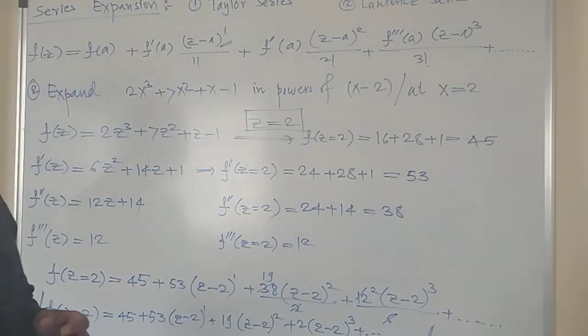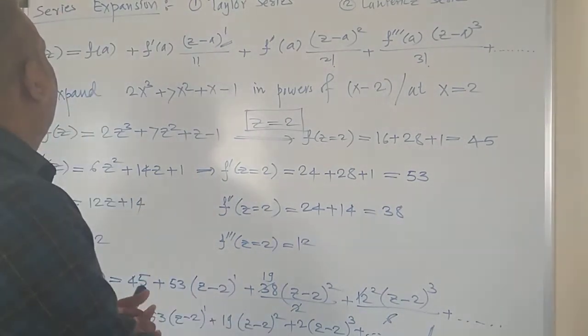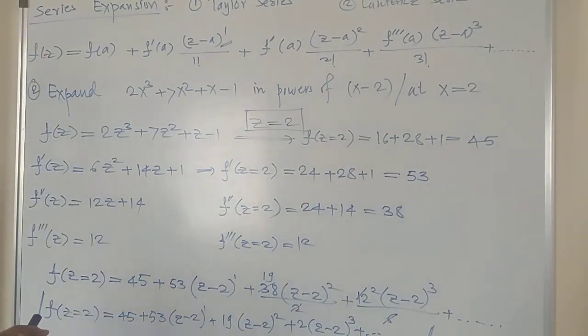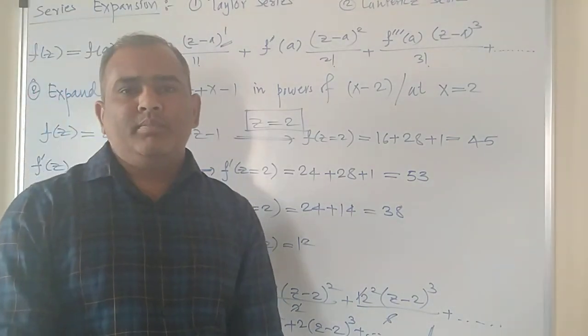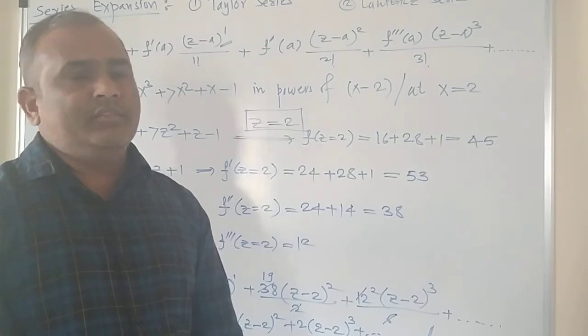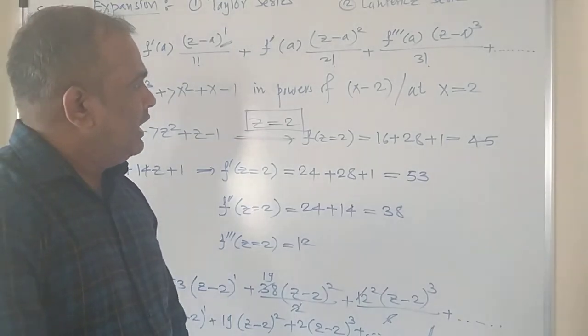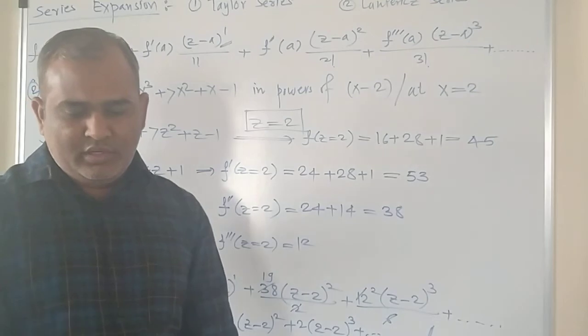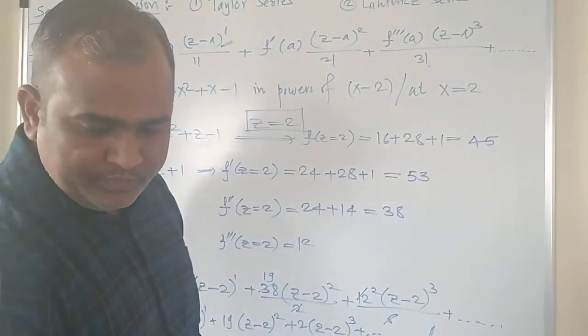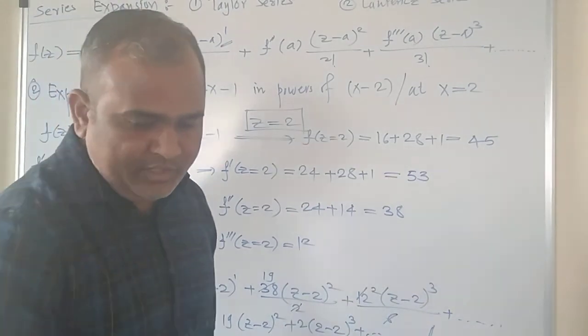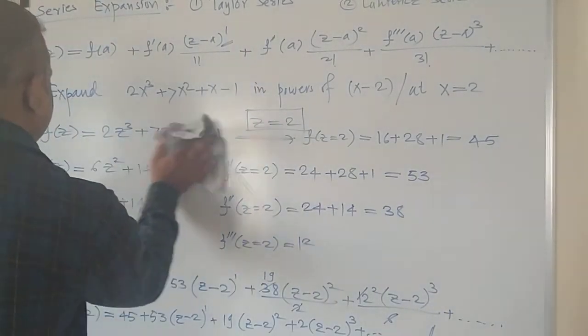So in this way you can expand the given complex function f of z around a particular given point using the Taylor series. There is one more method to expand the given complex function around a particular point, and I will explain that second method in the next video, and I hope you have understood these two problems. You will get a homework problem on this, and the exercise problems are this one.